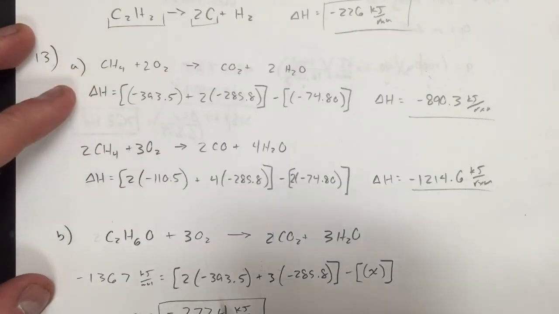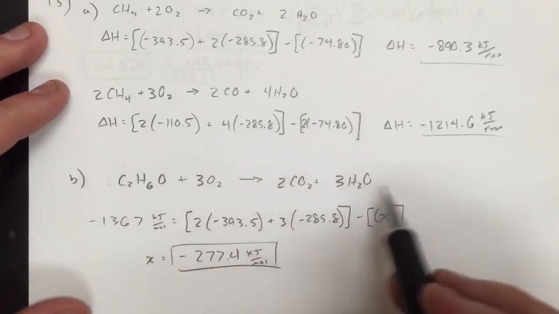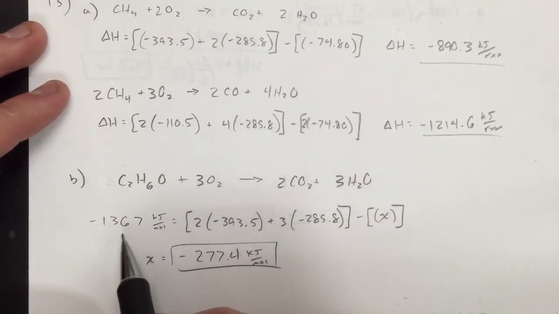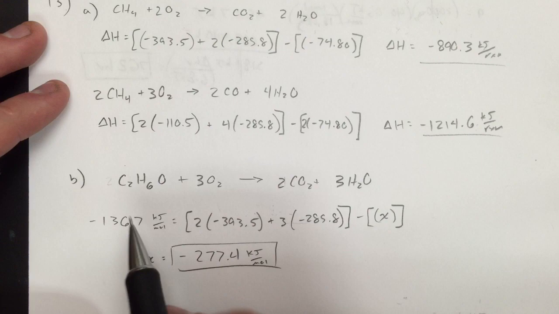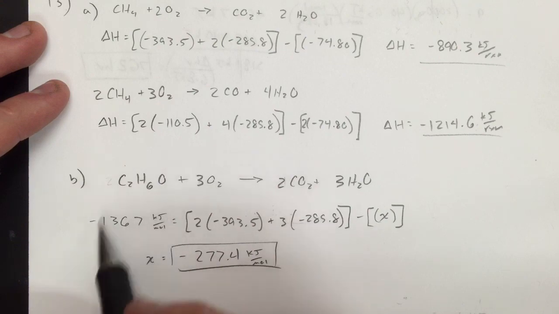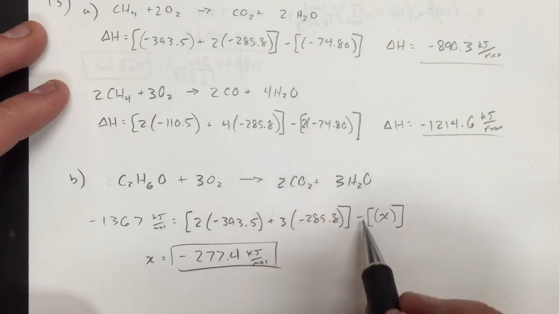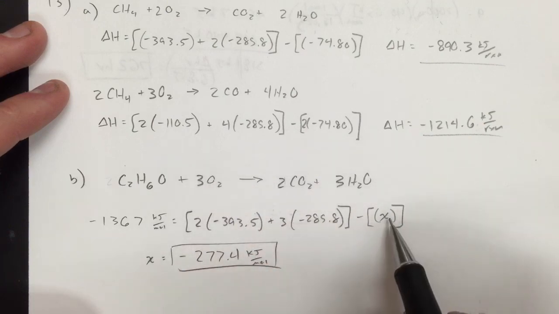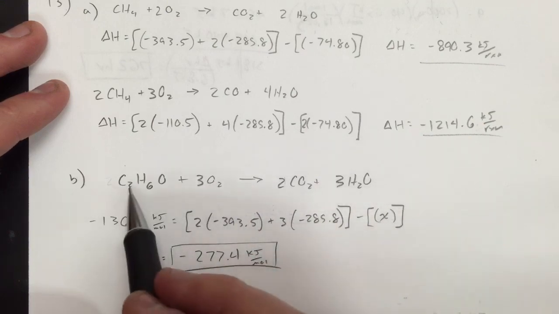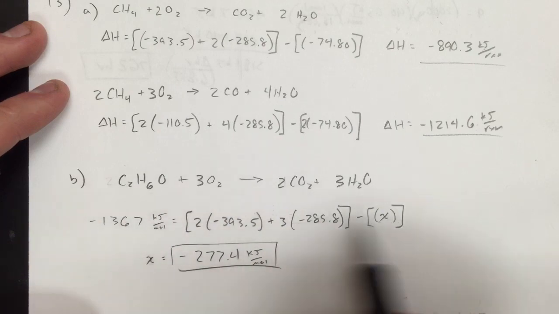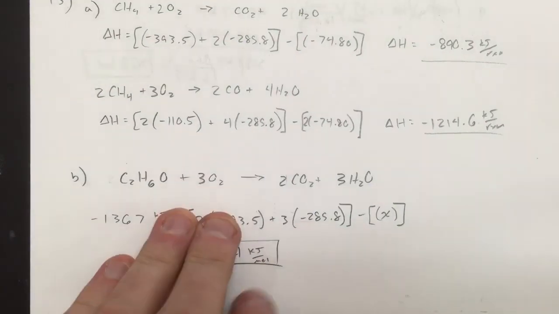So we first have to write the combustion and balance the combustion, and then we know that the reaction has negative 1367 for the delta H, so we use everything here, and then we do the products, which are these, minus the reactants, and obviously oxygen is 0. So the only thing we don't know here is the delta H of formation for ethanol, and when we solve for that, we get negative 277.4. So that's 13.